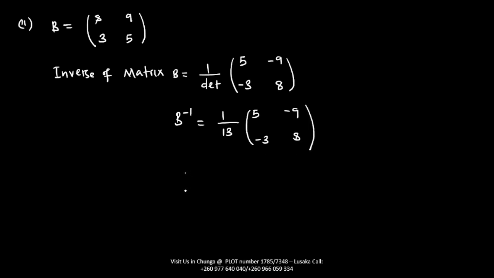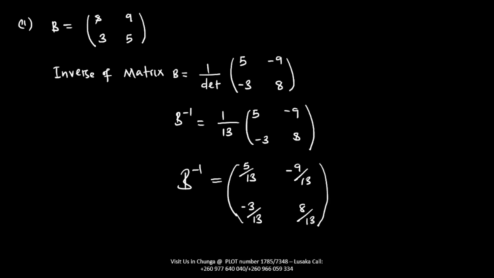So this 1 over 13 is multiplying everything that is in this bracket. So 1 over 13 multiplied by 5, we're going to say 5 over 13. Then 1 over 13 multiplied by -9, that would be -9 over 13. Then 1 over 13 multiplied by -3, that would be -3 over 13. Then 1 over 13 multiplied by 8, that would be 8 over 13, like that. So that is the inverse of matrix B.